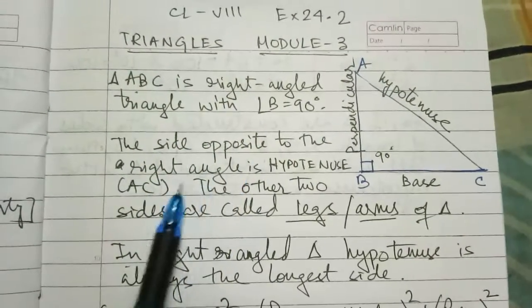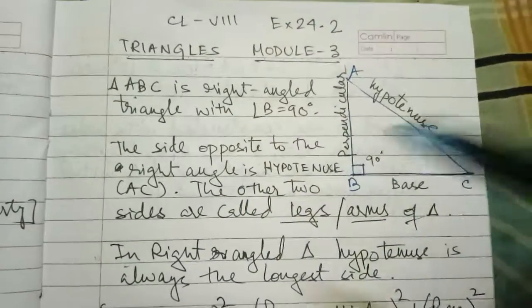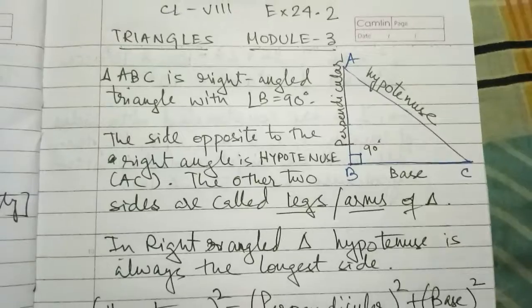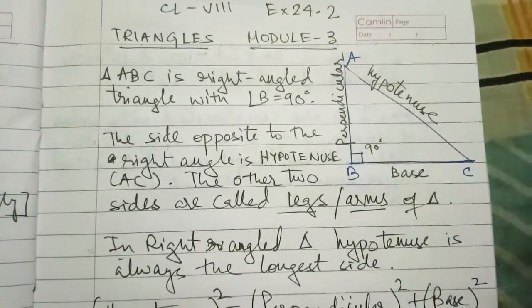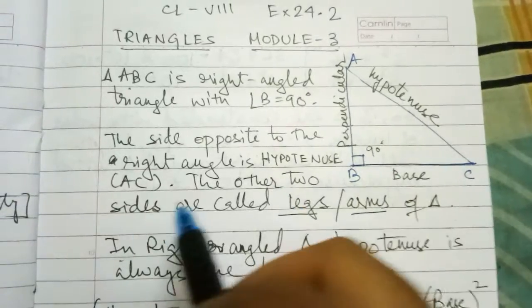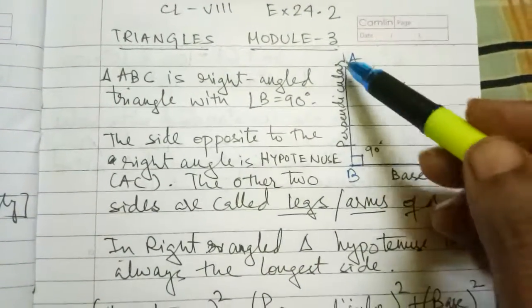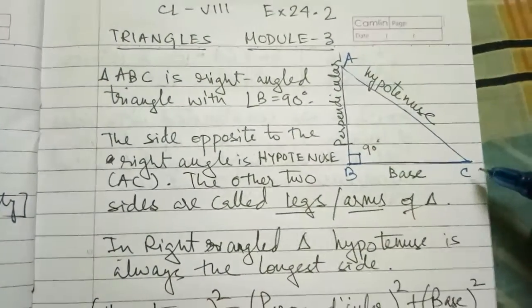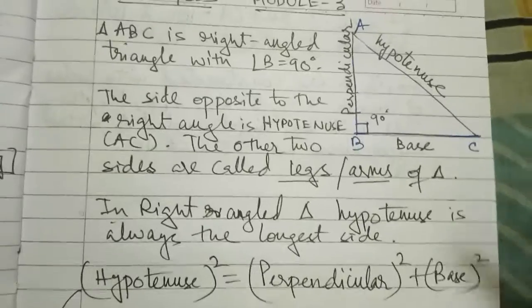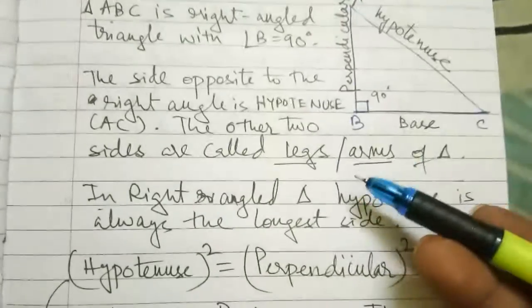The side opposite to the right angle is the hypotenuse. The side opposite to this angle is always the hypotenuse of any right angle triangle. Here the hypotenuse is AC, which I have written over here. The other two sides are called legs or arms. This is also a leg or arm, and this is also called a leg or arm. Now in a right angle triangle, the hypotenuse is always the longest side. I have just told you, and here also I have written it.